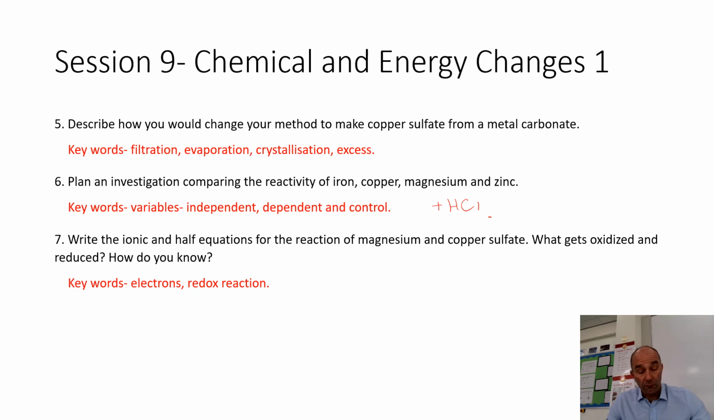And then finally, on this session, you need to write the ionic and the 2 half equations for the reaction of magnesium and copper sulfate. So that's a displacement reaction. You need to state what gets oxidized and what gets reduced, and how would you know. So in that one, you've got your keywords of electrons, and of course we're looking at what we call a redox reaction.